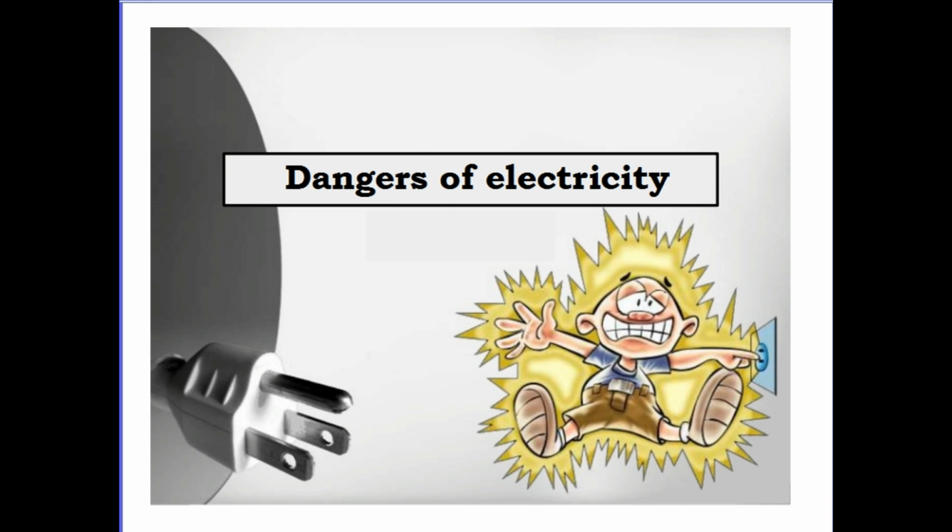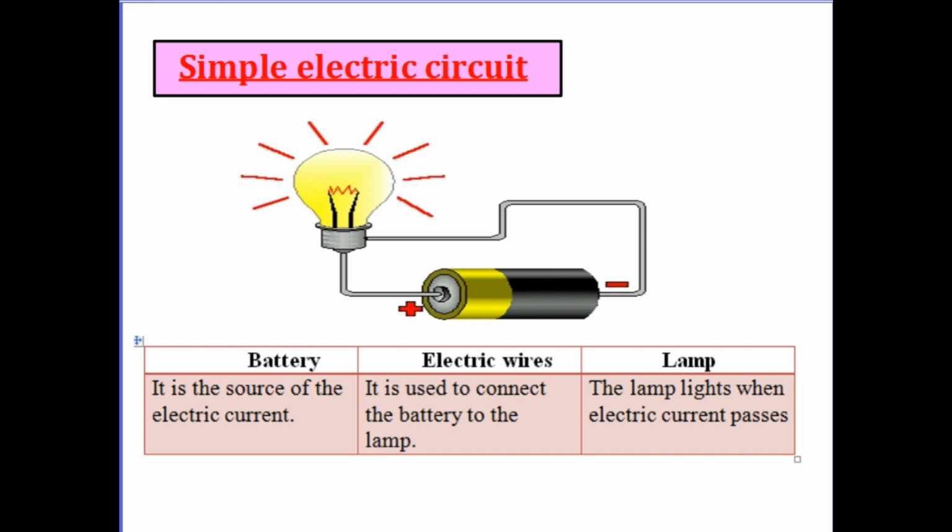We knew from lesson 1 that electricity, or electric current, is the flow of charges through electric wires or any good conducting material. We also knew that the pathway of this electric current is called an electric circuit. A simple electric circuit consists of three main parts, which are the battery, the electric wires, and the lamp. The battery here is the source of charges or the source of electric current.